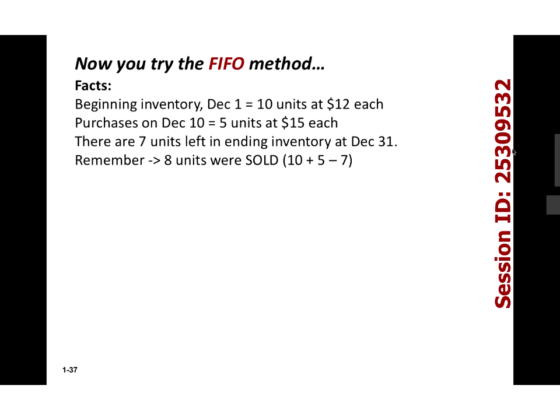Now, the same example we've been working on. Beginning inventory, 10 units at $12 each. Purchases, 5 units at $15 each. So in your notes already, you should have beginning inventory is $120, right? And purchases were $75. So combined, that's $195 cost of goods available. That should absolutely be in your notes. It's going to be the same no matter what method we're using.